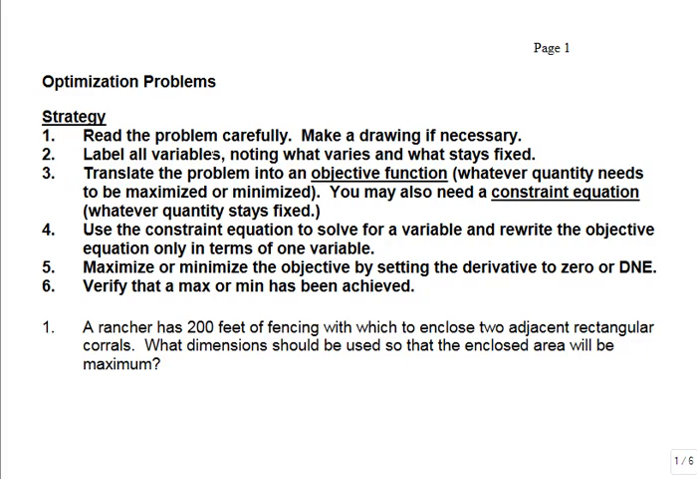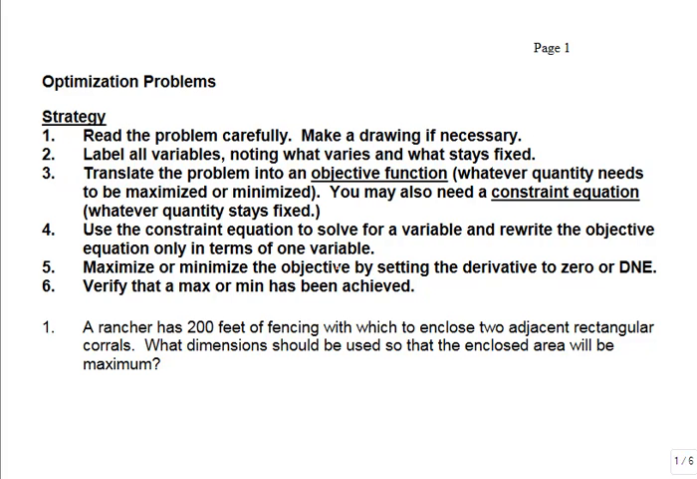Number one, read the problem carefully and make a drawing if necessary. Number two, label all your variables, noting what varies and what stays fixed. Number three, translate the problem into an objective function, which is going to be whatever quantity needs to be maximized or minimized. You may also need a constraint equation, which is going to be a quantity that stays fixed in the problem.